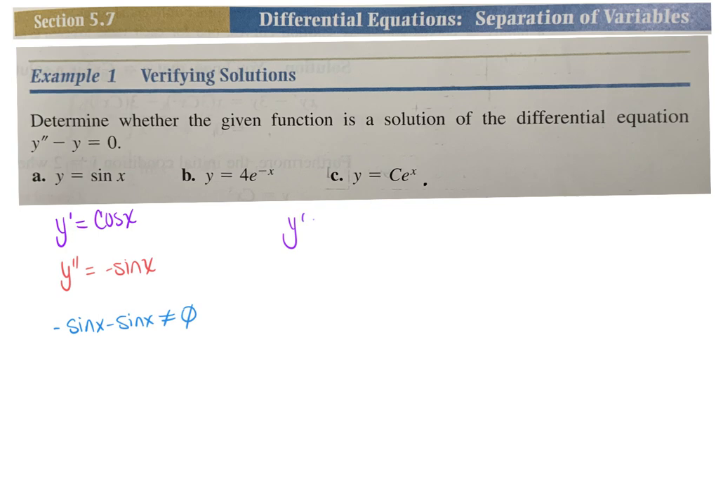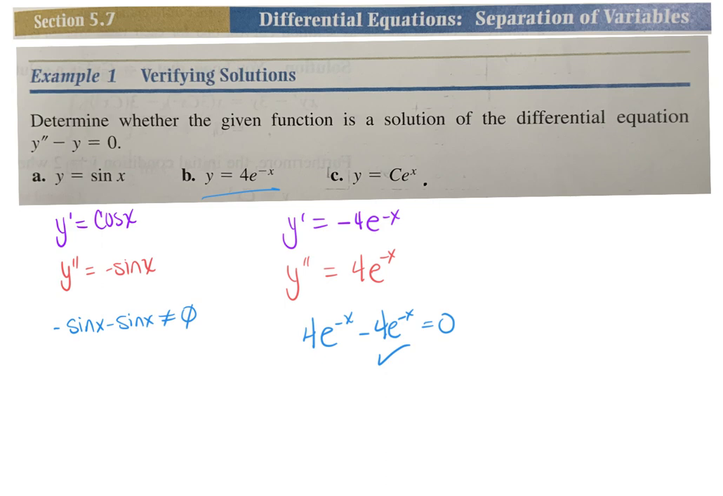B. Y prime. Remember with this, we just do the original and then multiply by the derivative of the exponent. The derivative of this particular exponent is negative 1. So the first derivative is negative 4 e to the negative x. And then the second derivative does the same thing, multiplies by negative 1. So we get positive 4 e to the negative x. And this one, yes, second derivative minus original does equal 0. This is a solution to that particular equation.